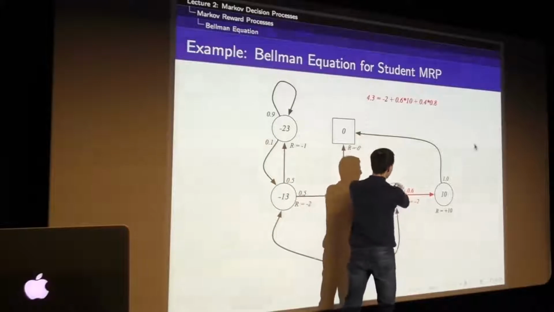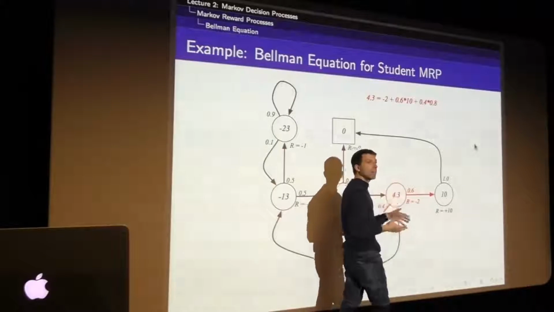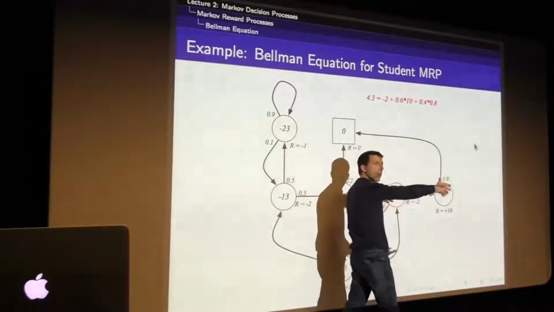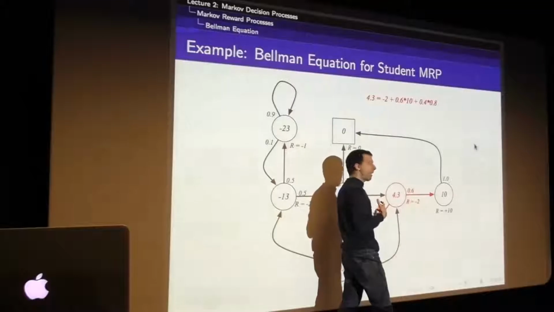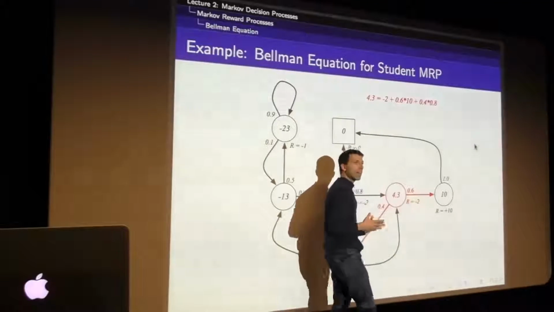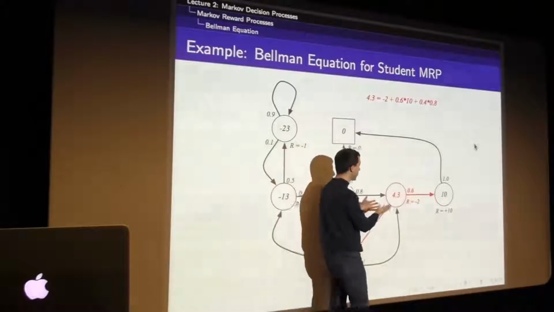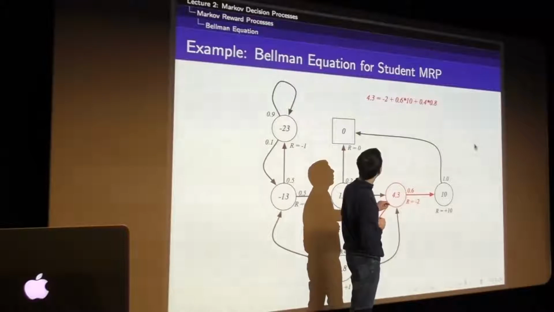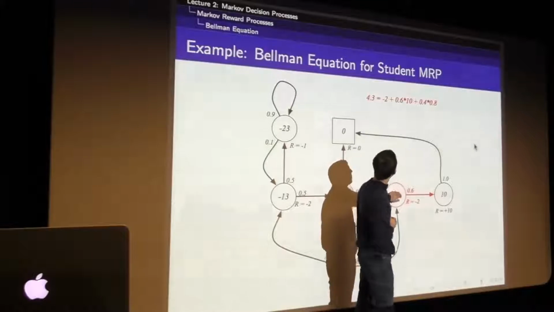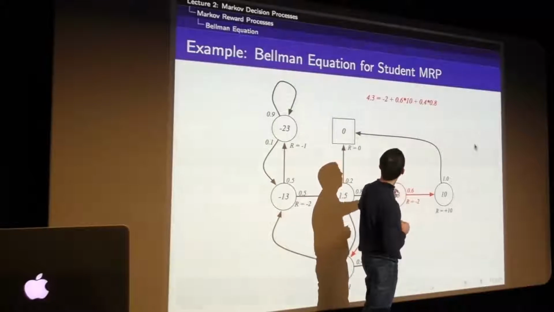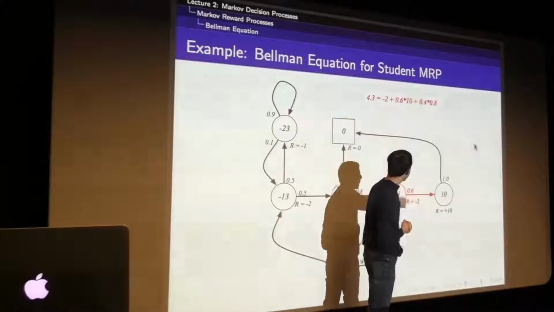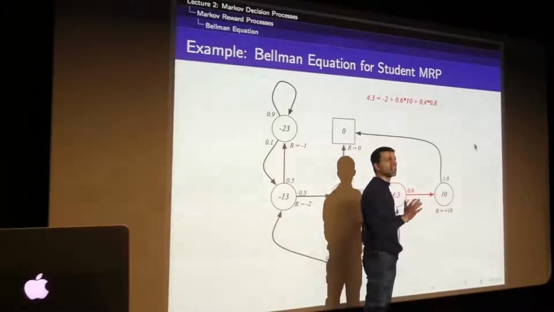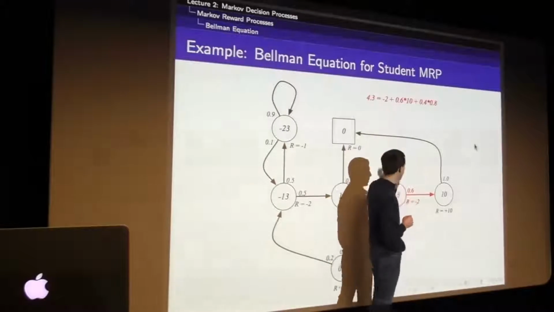We can say, okay, well, if this value function is 4.3, it should really be equal to doing a one-step look ahead, averaging over all the things which might happen next, and then ending up back here again. Okay, so let's see if that's really true. Well, from here, there are two things which could happen. We're going to get -2 immediate reward no matter what happens. Okay, that's this -2 here.